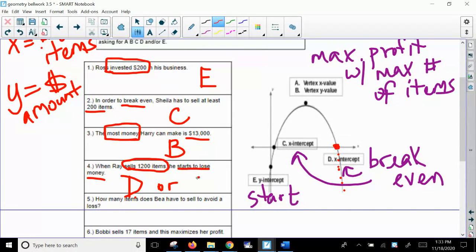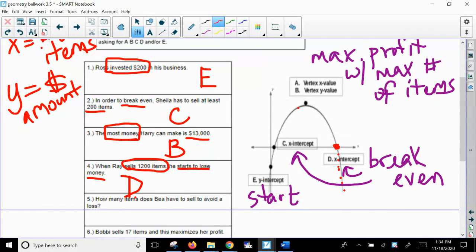Although, if you also chose C, I can understand that because he might have sold 1,200. Sorry, once he sells 1,200. So yeah, once you sell 1,200, it can't be here, because if it's here, then more than 1,200 means you're making a profit. So let me scratch that. That's just going to be D.